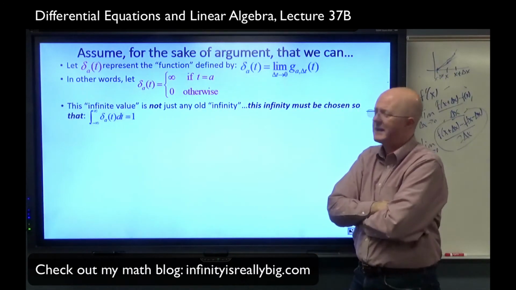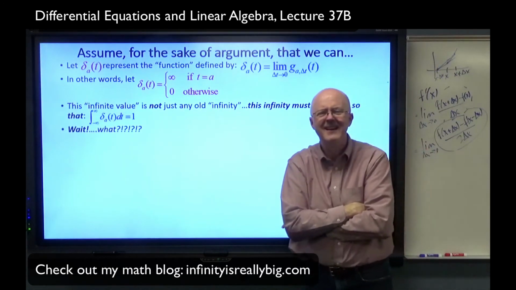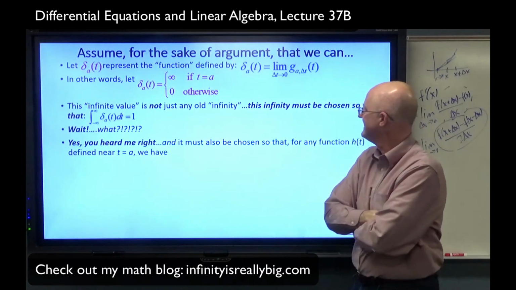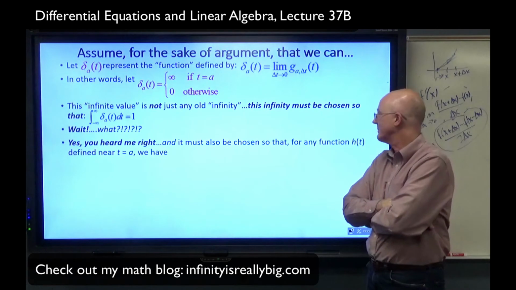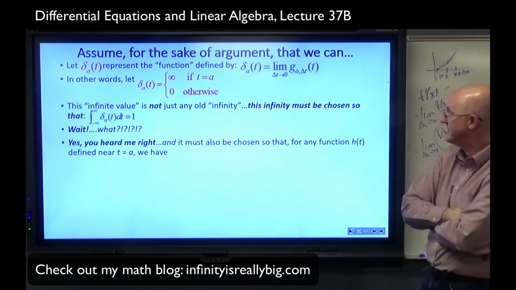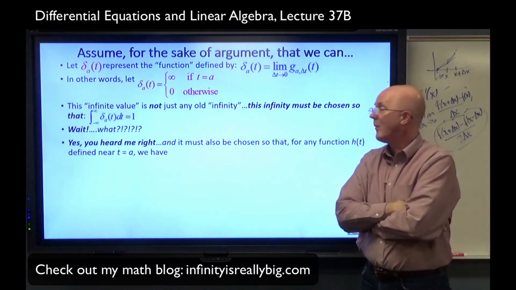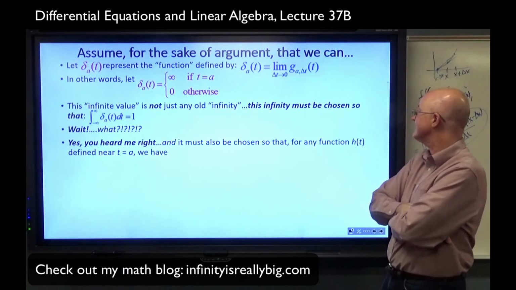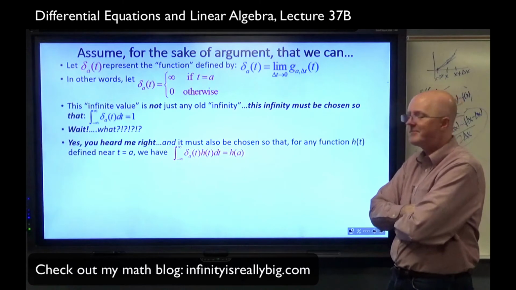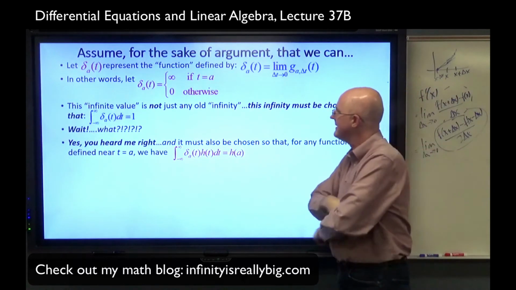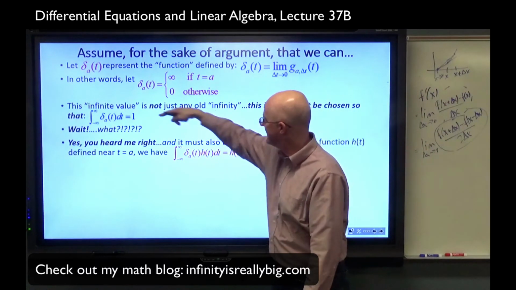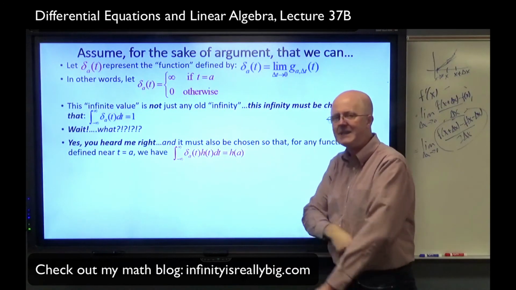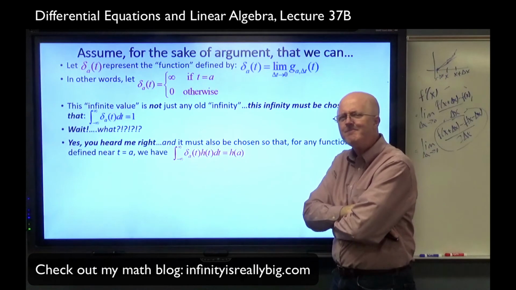I mean, wait a minute. What? Yes, you heard me right. And in fact, it must also be chosen so that for any other function, h of t defined near t equals a, when you integrate delta sub a of t times h of t, you get h of a. Correspondence here is here h of t is 1, so h of a is also 1. But here you want to get h of a. What?